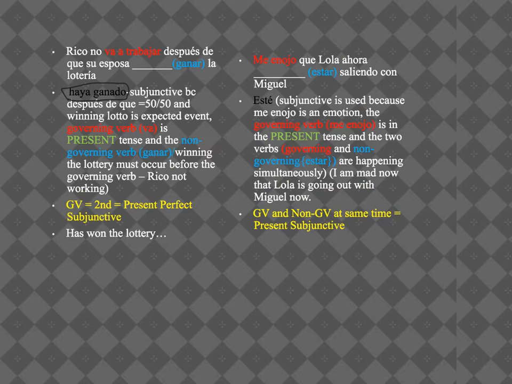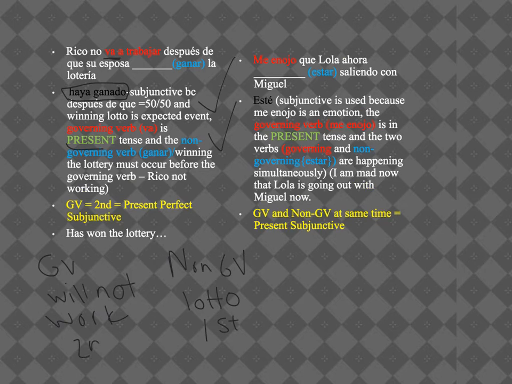Okay? Because again, let me go through my three things. Después de que, so his wife winning the lottery, that's an expected event. That's why I need subjunctive. Governing verb, va a trabajar, that's present tense. So that meets qualification number two. Number three, compare. Okay? So governing verb, going to work, will not work. Non-governing verb, that's wife winning the lottery. Okay? Which one of these things has to happen first? Last I checked, you've got to win the lottery before you can stop working. So not working would be second, governing verb second, present perfect subjunctive.